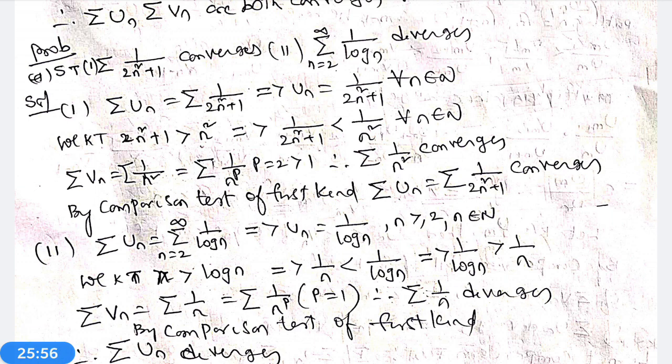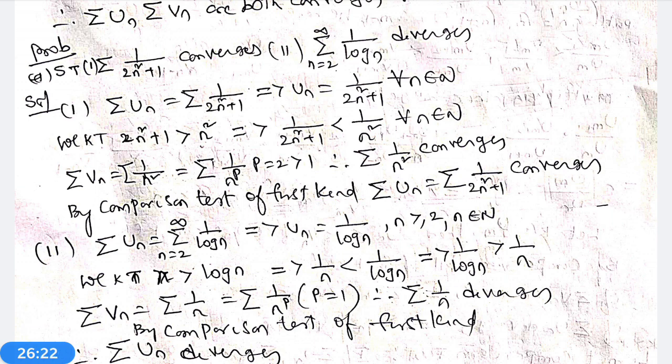We know that n is greater than log n. Suppose, for example, n is equal to 10, log 10 is equal to 1. So, 10 is greater than 1. For any number, n is always greater than log n. So 1 by n is less than 1 by log n, which implies 1 by log n is greater than 1 by n.